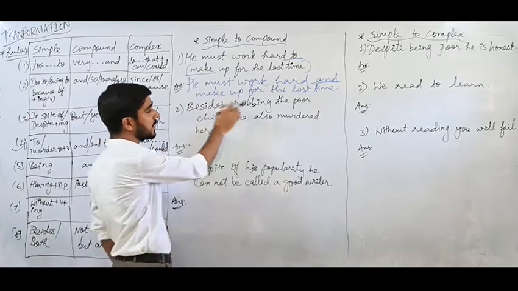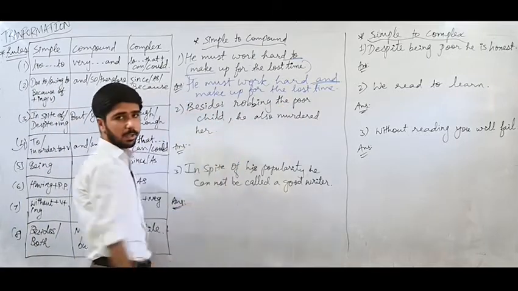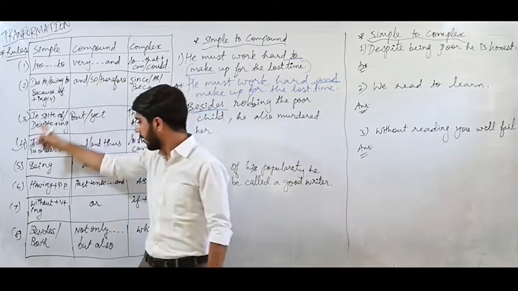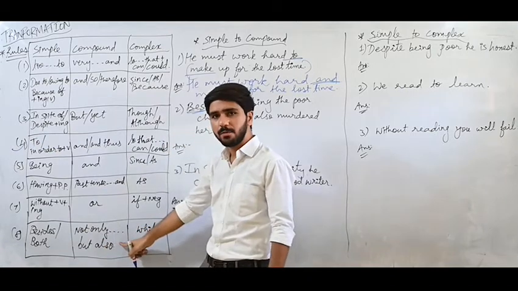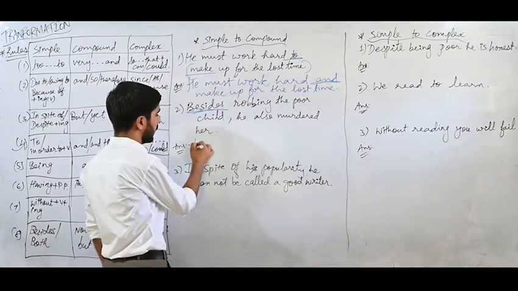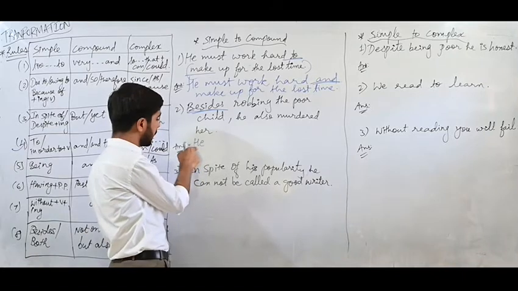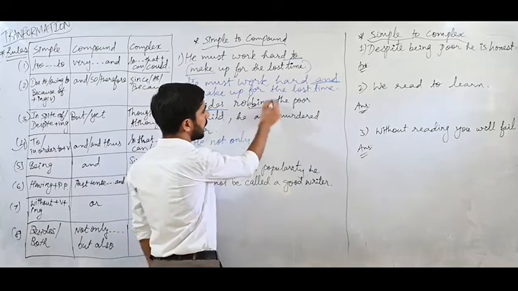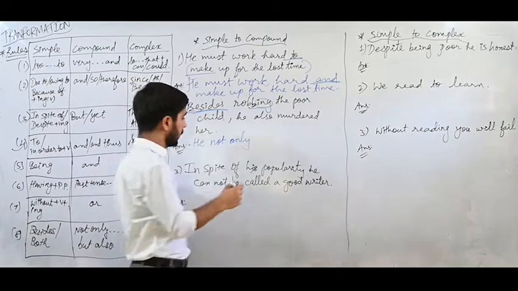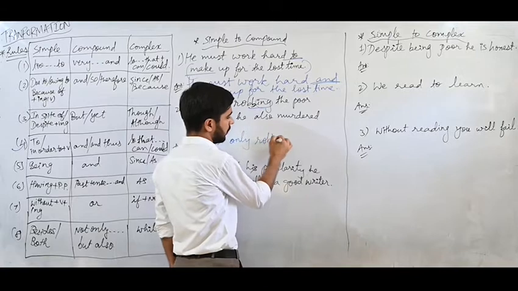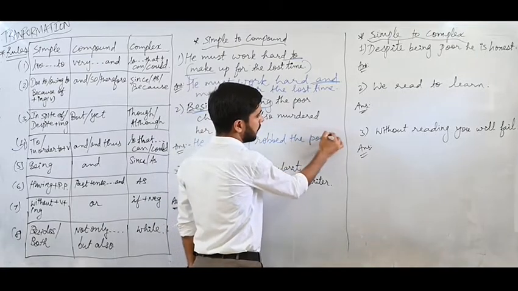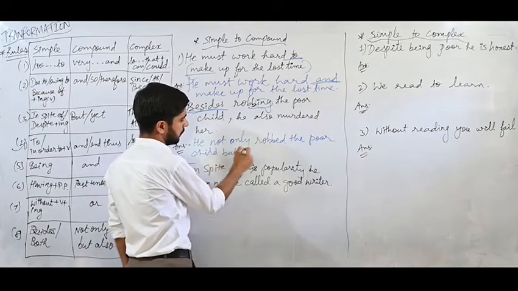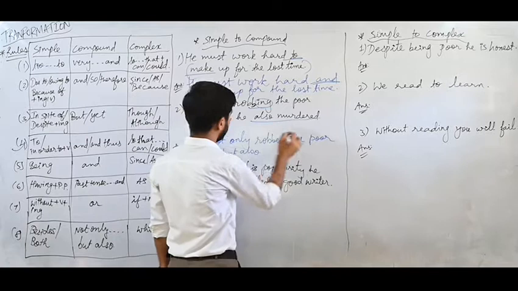Now next, besides robbing the poor child, he also murdered her. Which pattern does it follow? See, besides. So when besides is given, you have to use not only but also for compound. So let us write he, always write the pronoun first. He not only robbed, here you have to remove ing and write the third form. He not only robbed the poor child, but also murdered her.